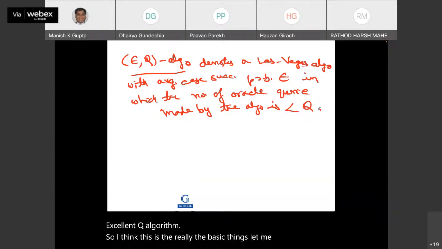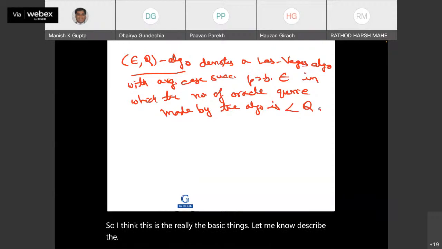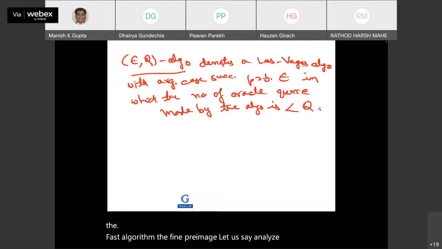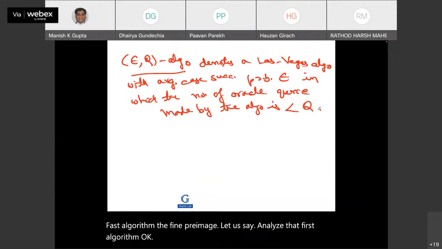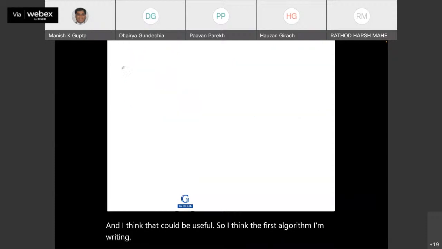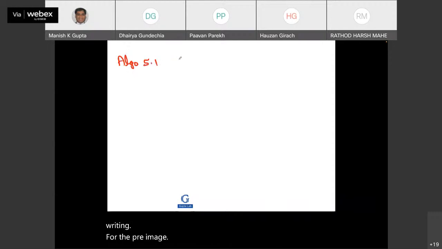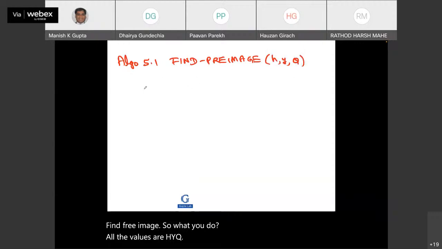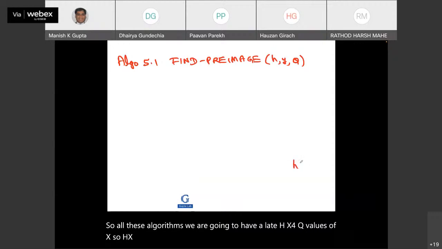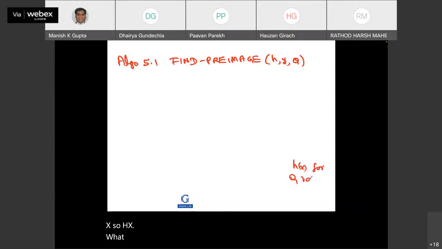Let me now describe the first algorithm, find preimage. Let us analyze that first algorithm, and I think that will be useful. So the inputs are h, y, q. In all these algorithms, we are going to evaluate h(x) for q values of x in X.